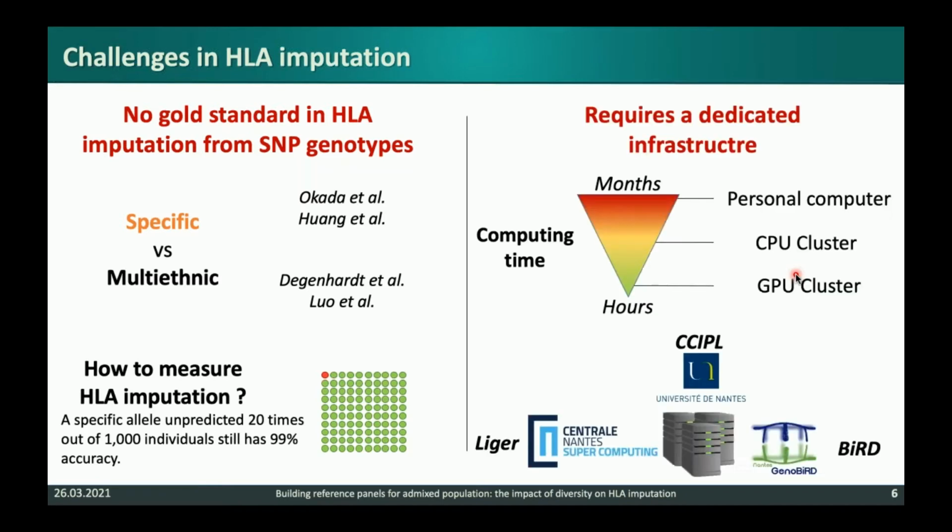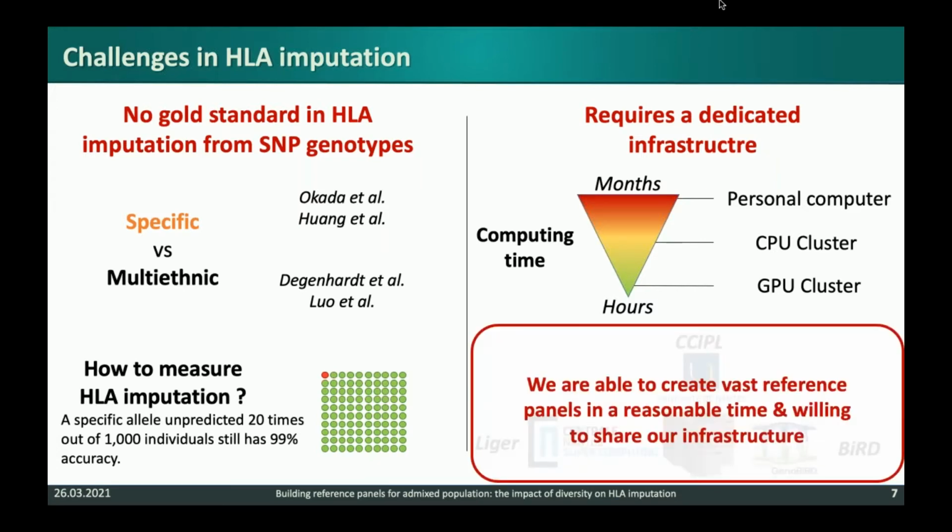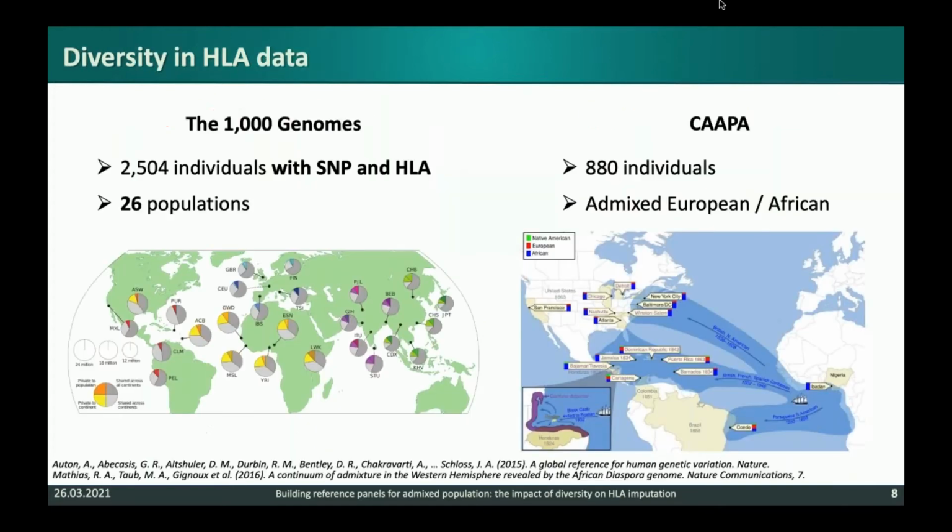The other challenge in HLA imputation is that even though HLA imputation is not really computer demanding, the creation of such reference panels can need months of calculation on a personal computer. We had the chance here in Nantes to work with 3 supercomputers, and mostly the one at the University of Nantes, which allows us to create reference panels of thousands of individuals and thousands of SNPs in 24 hours for the 5 main classical HLA genes: A, B, C, DRB1, DQB1. And we are willing to share our infrastructure to help the creation of many reference panels.